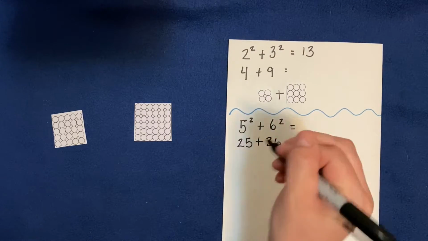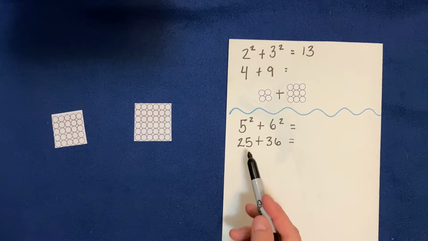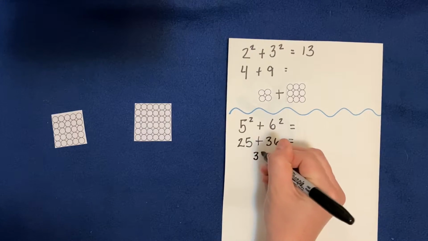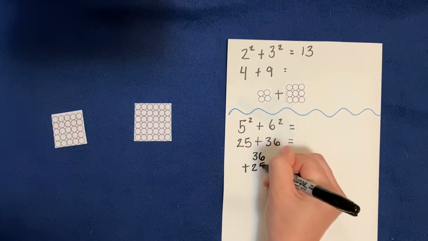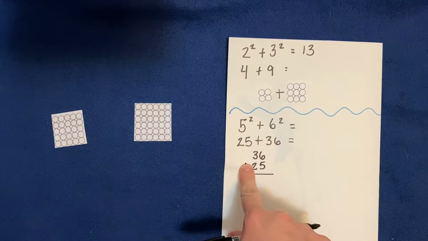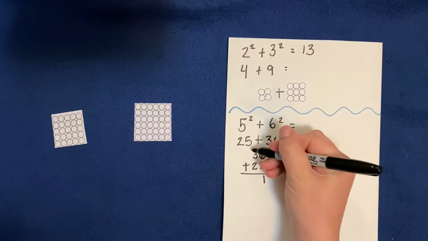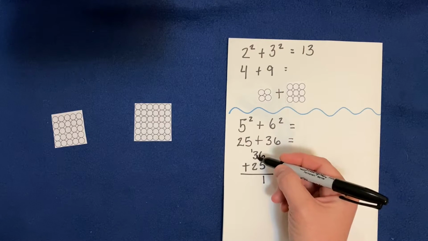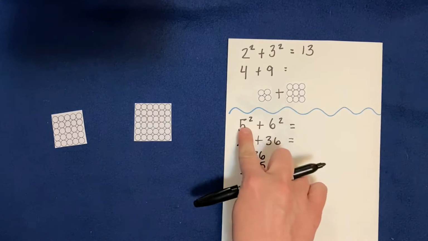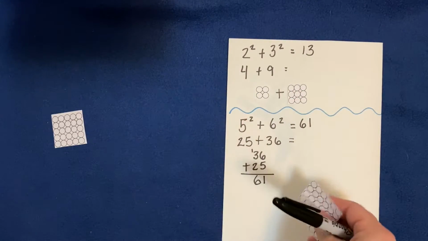I find it is much easier to add them vertically rather than horizontally. This is horizontally, going from side to side. I am going to stack my numbers up like this: 36 plus 25. That way our units line up with our units, and our tens line up with our tens. It's a lot easier to add. So we do 6 plus 5, that's 11. Put the 1 there, and carry the other one. 1 plus 3 is 4, plus 2 is 6. So 5 squared plus 6 squared equals 61, like that.